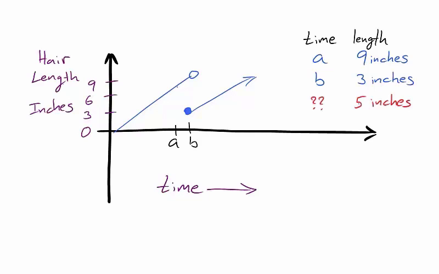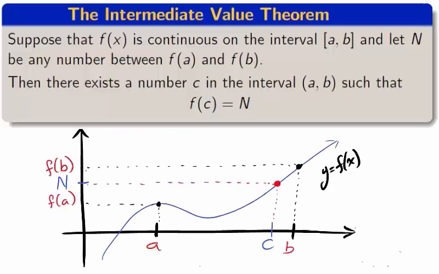Because my haircut introduces a jump discontinuity, there is no guarantee that my hair was ever 5 inches long between time A and B. The barber could have cut from 9 inches to 5, then down to 3, but the point is, without continuity, there is no guarantee of intermediate values.